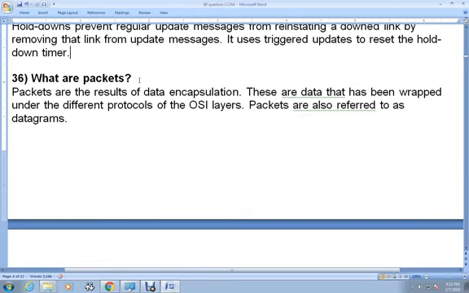So guys, what are packets? Packets are the result of data encapsulation basically. These are data that has been wrapped under the different protocols of the OSI layers. Packets are also referred to as datagrams.